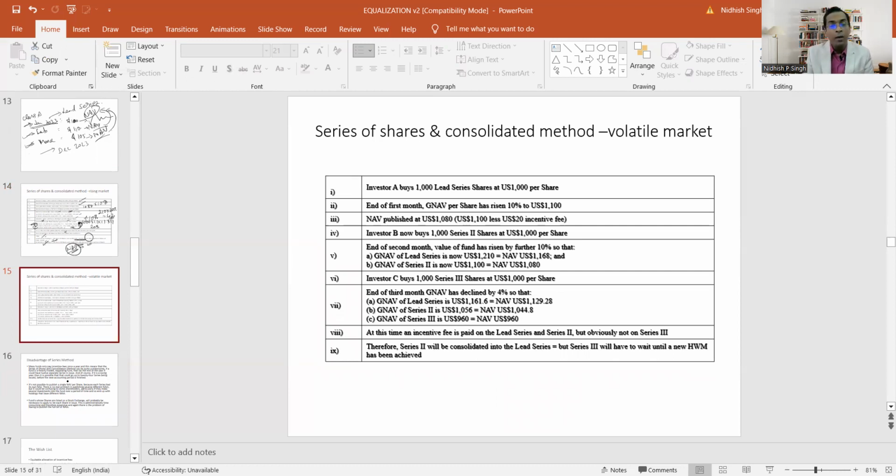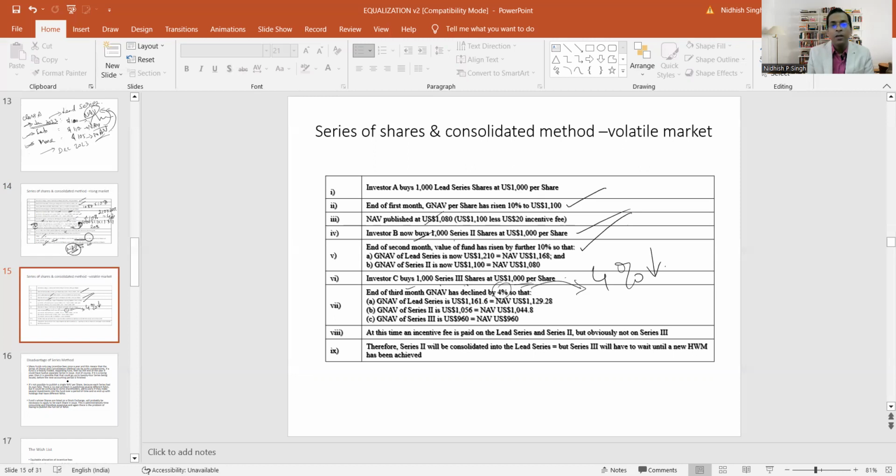In case of a volatile market, what happens? Suppose that NAV goes up for lead series and incentive fee is paid. Investor B also buys 1000 series 2 at 1000 per share. And again, 10% up, NAV has gone up after investor B also buys. But when investor C buys 1000 shares of series 3 at 1000, because every time a new investor comes, it is a new NAV for that investor, the GAV or the profit declines here. So GAV goes down by 4%.